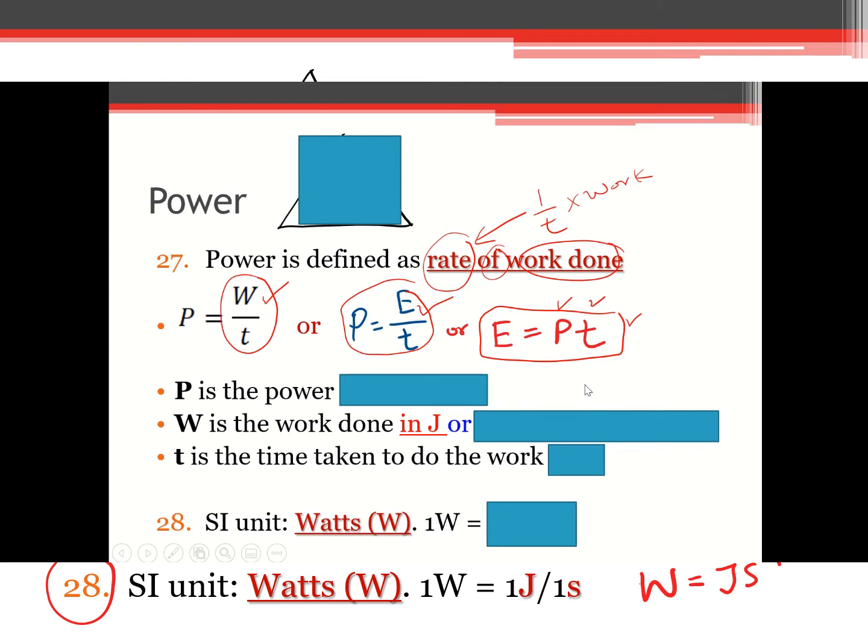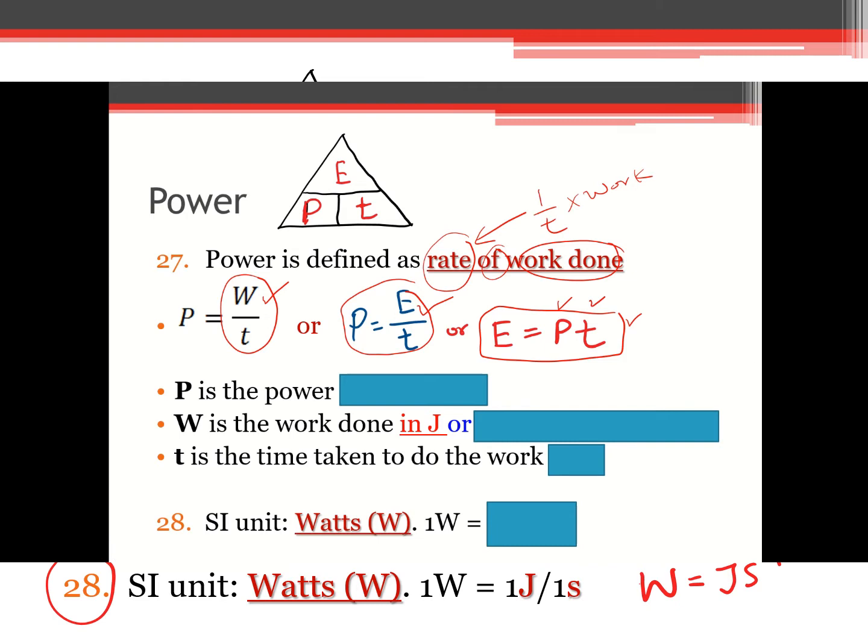This formula is actually only one. There's only one formula, just that it can appear in these three different forms. It is not three different formulas. They are all one single formula. Energy over time. All right. So how do we measure power?